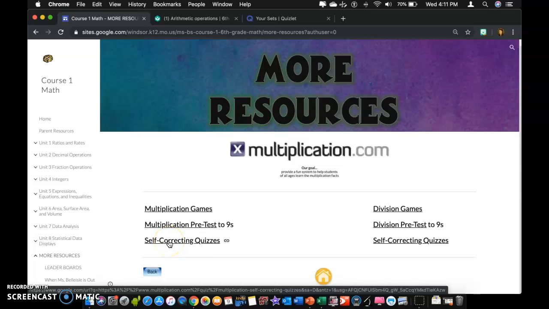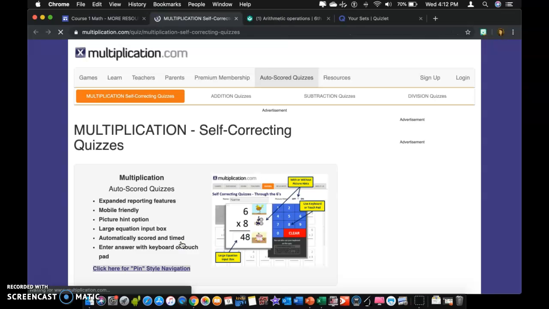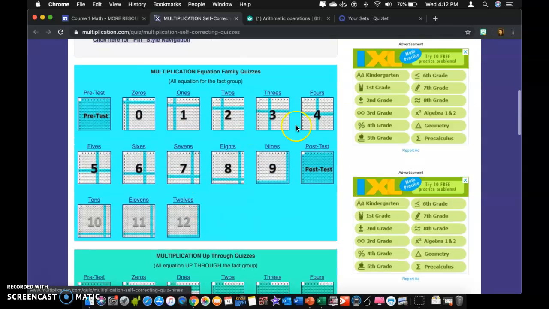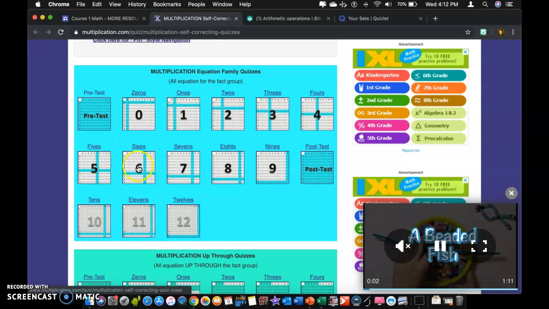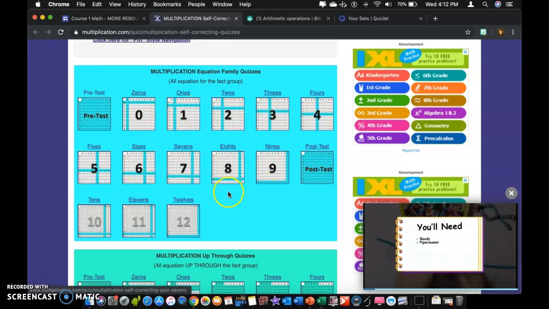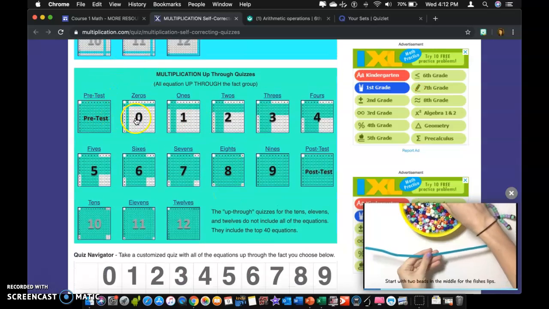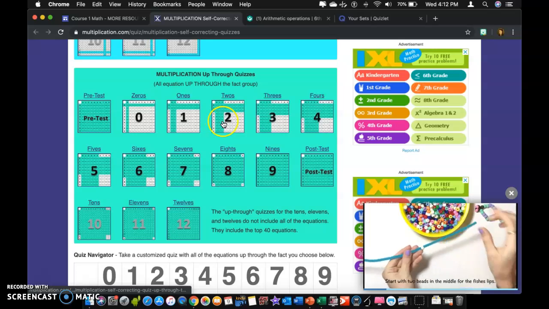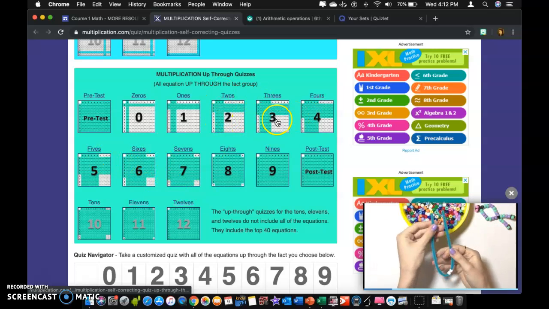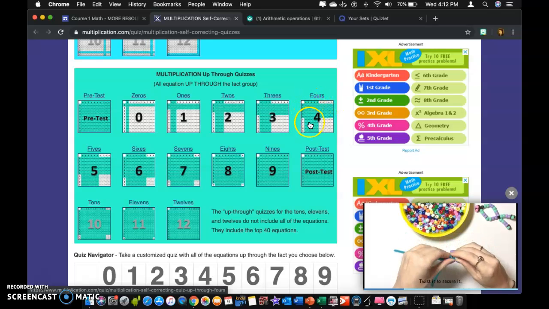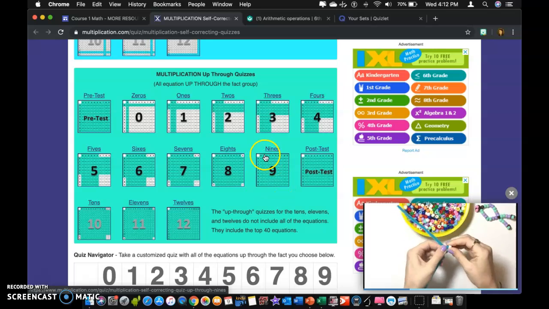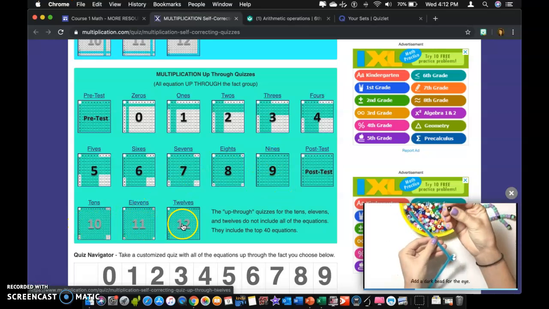It will also tell you how long it took them to answer. And then self-correcting quizzes. This is a link to all the quizzes. So the quizzes look like this. If you scroll down in this group of quizzes, you'll find that it's only concentrating on one number at a time. And here is the pre and post test. And then in this set of quizzes, you're concentrating on numbers through this fact group. So for instance, if you're going to study fours, you would see that this is up to fours. It's everything through fours. And then nines obviously is everything on the list. Then you would move to 10s, 11s, and 12s.